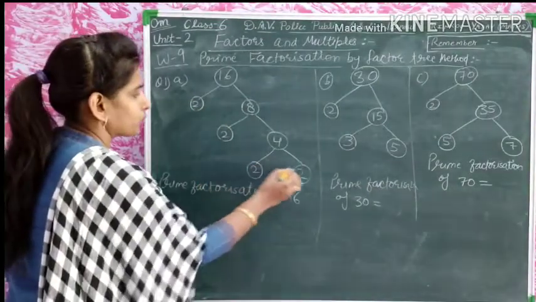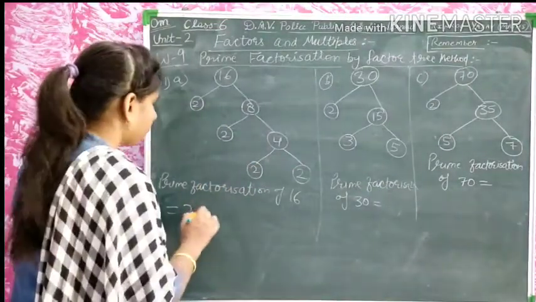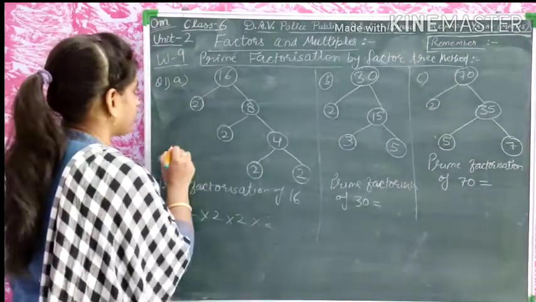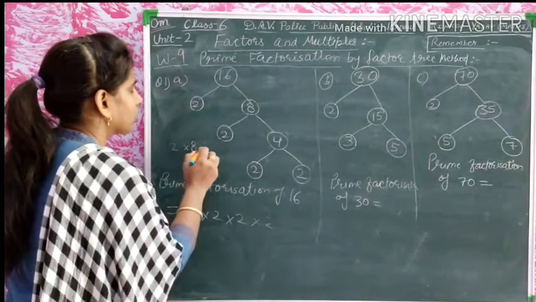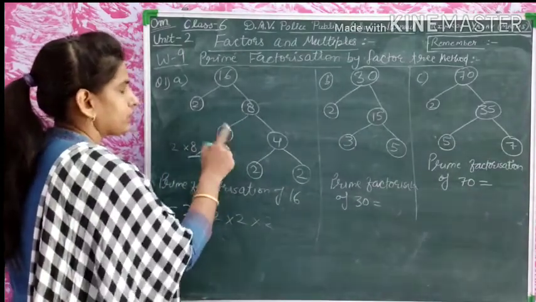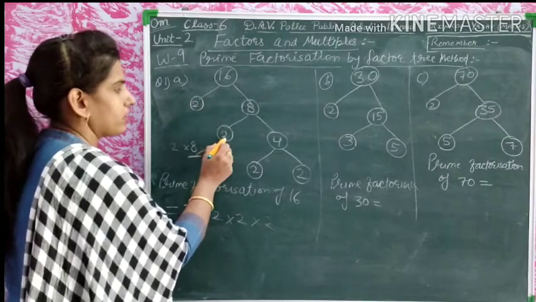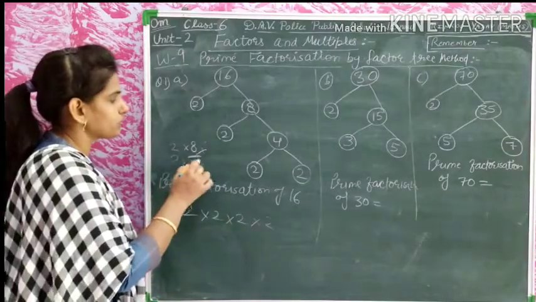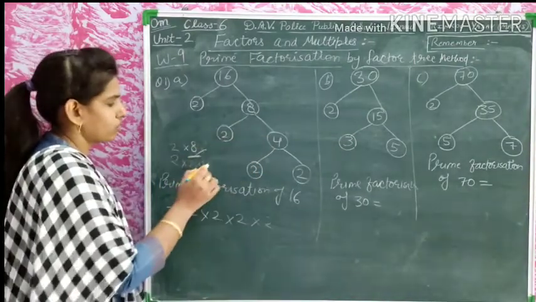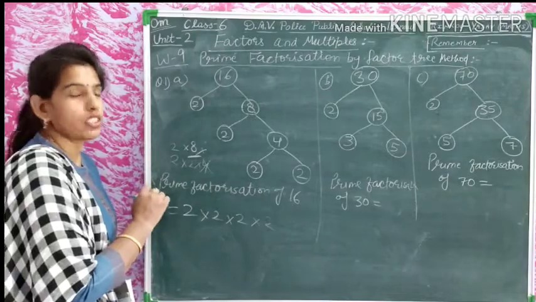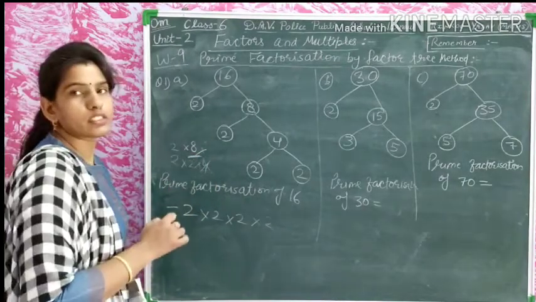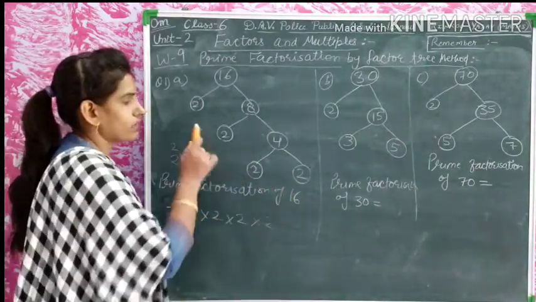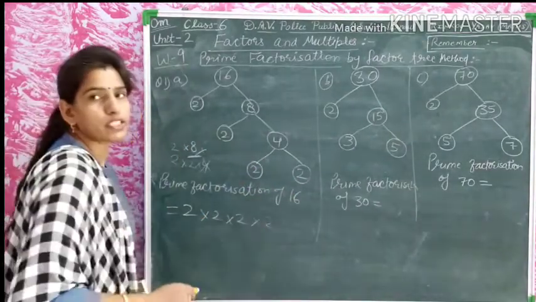So, prime factorization of 16: 2, 2, 2, 2. These are the prime factors, 2 into 2 into 2 into 2. Is it possible to write 2 into 8? No, because 8 is a composite number. Composite number means it is divided by some number. This is divided by 2, again this is 2 into 4. Is this possible, 2 into 2 into 2 into 2 into 4? No, 4 is not a prime number. It means we have to again factorize this number. 4 is factorized to 2 into 2. It means these are the prime factors: 2 into 2 into 2 into 2, which makes 16.